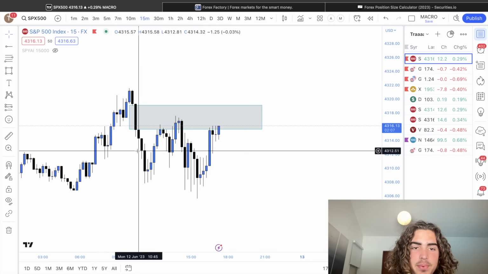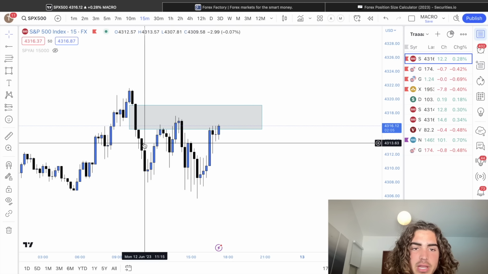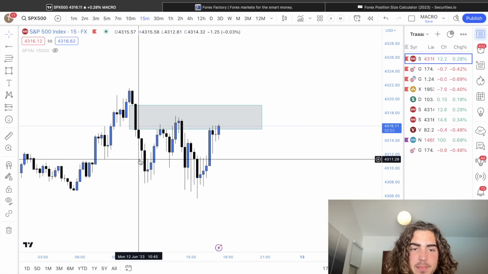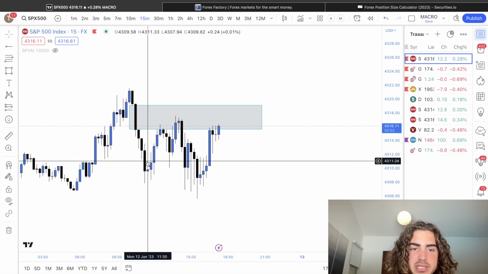Is there a fair value gap within here? No, because this wick overlaps with this one. Is there a fair value gap within here? No, because this wick overlaps with this one. This is the only fair value gap we saw.